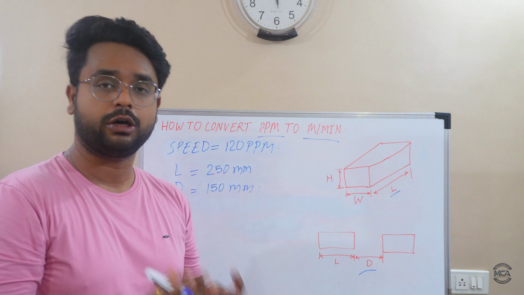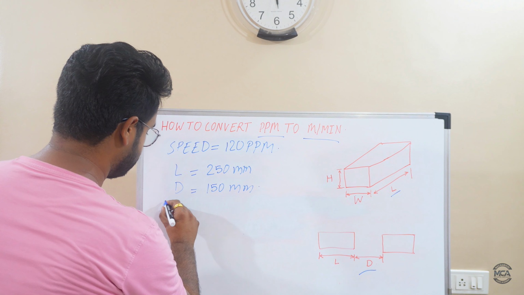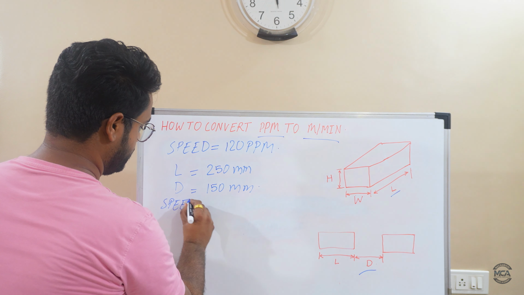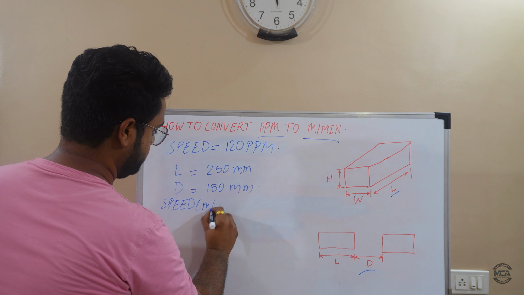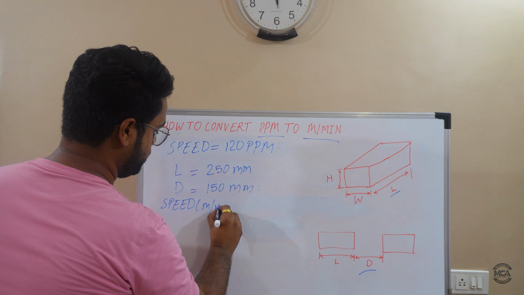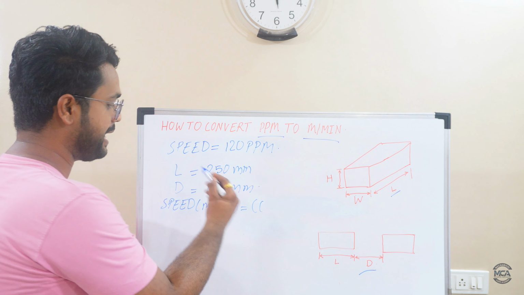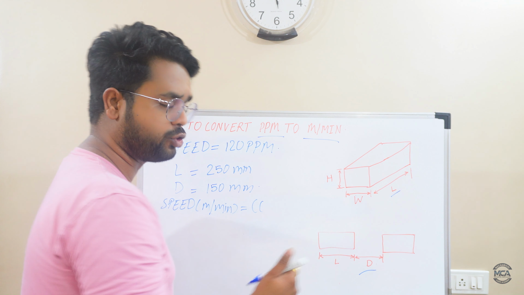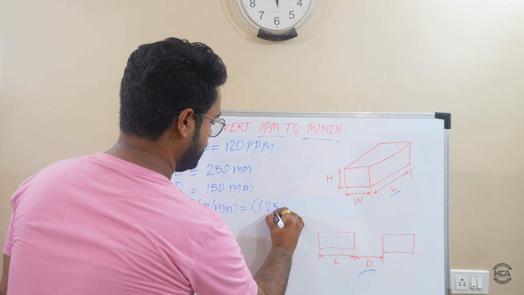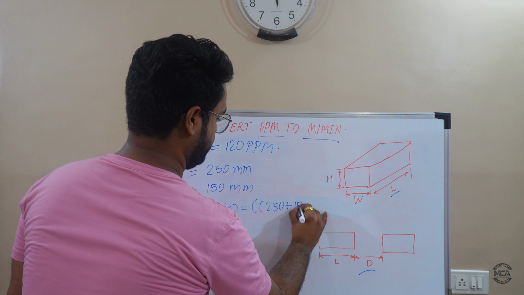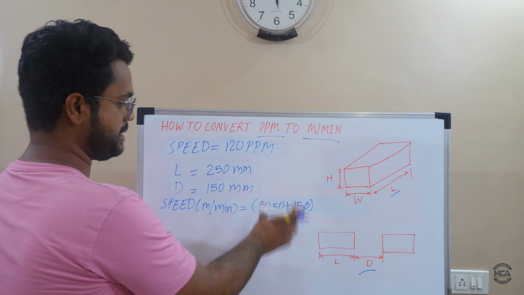Now we will write the formula for the conversion. So the formula is that speed in meter per minute. So first we will add double bracket and then length plus distance between two products. So length is 250 and distance between two products is 150. So we will do the addition of these two parameters. Let's add this 250 plus 150. First bracket is completed.